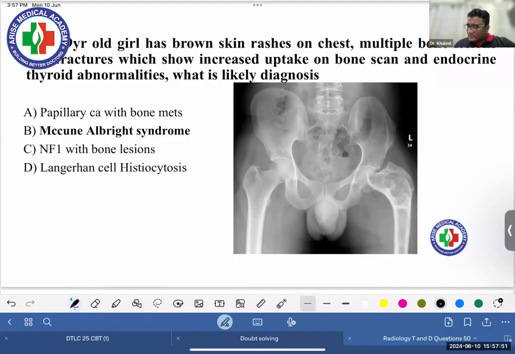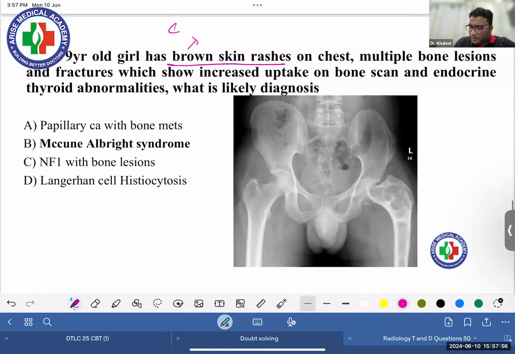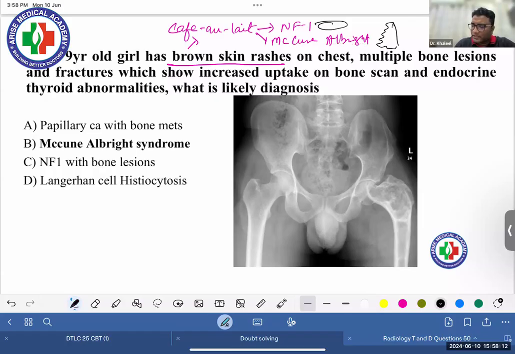Next, this I taught you in the classes also. A 9-year-old with brown skin rashes, that is ccafé au lait spots. This can be seen in NF1 or in McCune-Albright. In NF1 you have a smooth coffee colored spot, whereas McCune-Albright will have an irregular coffee colored spot. It has multiple bone lesions also, with increased uptake on bone scan, and on the radiograph you're seeing a Shepherd's crook deformity.